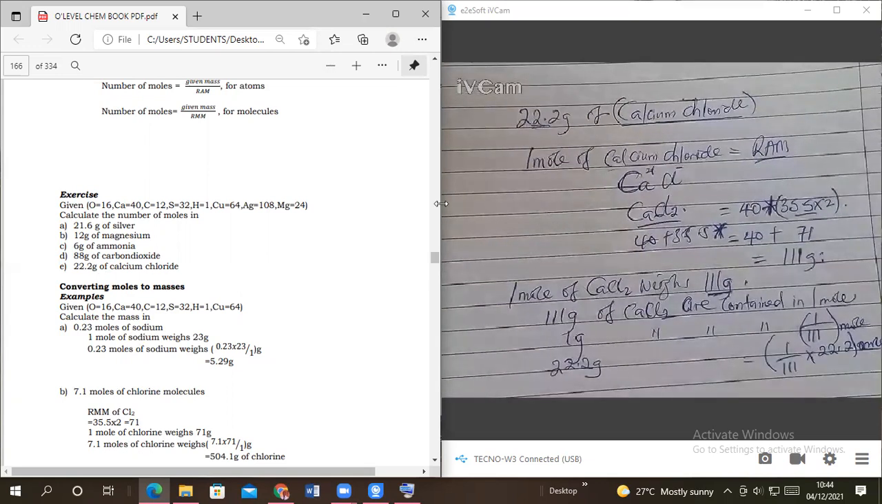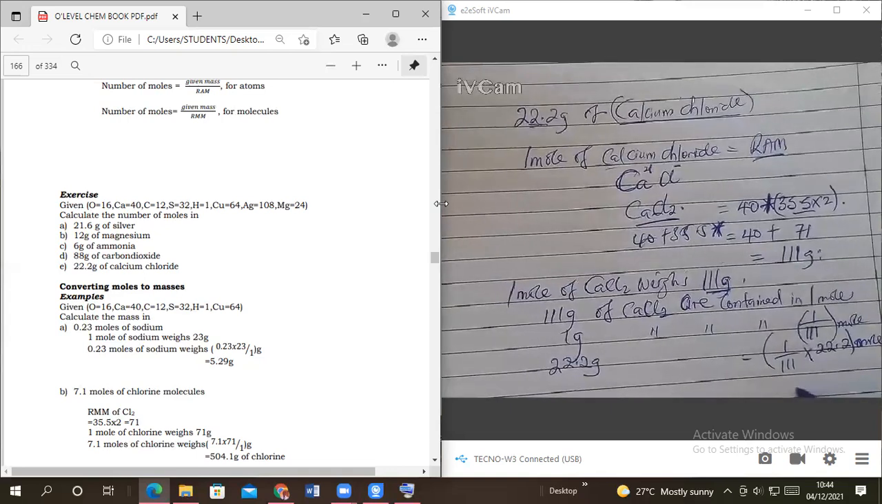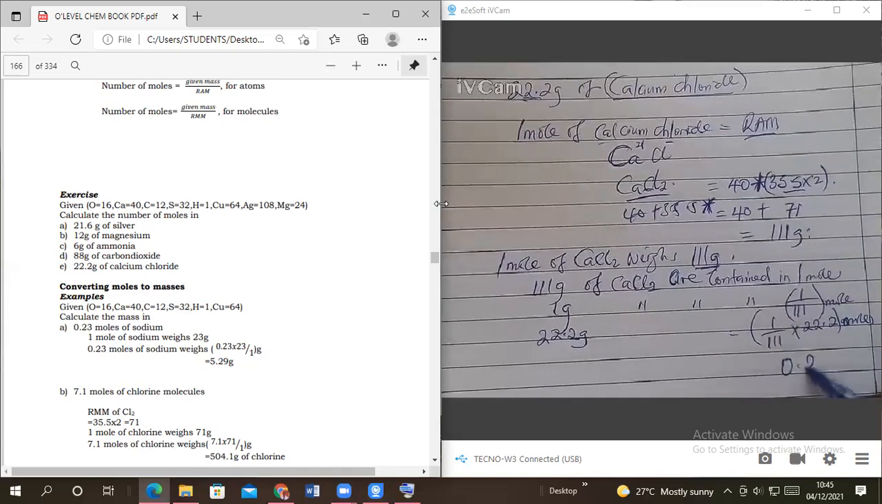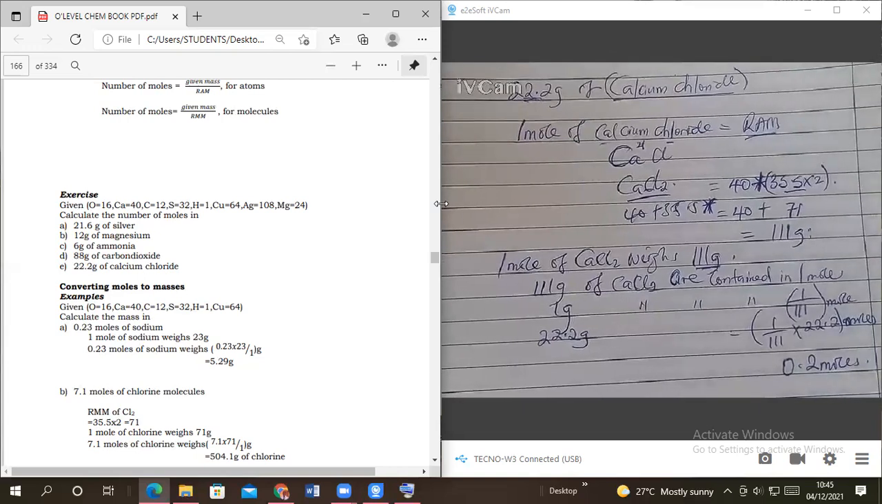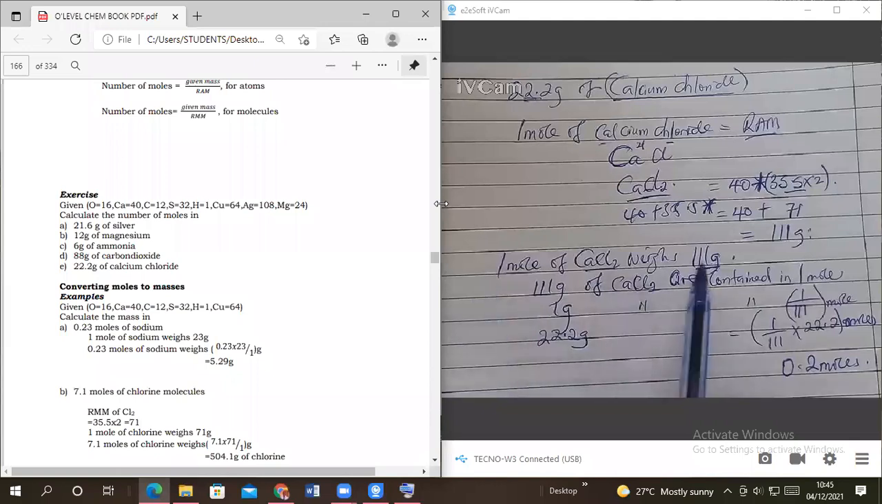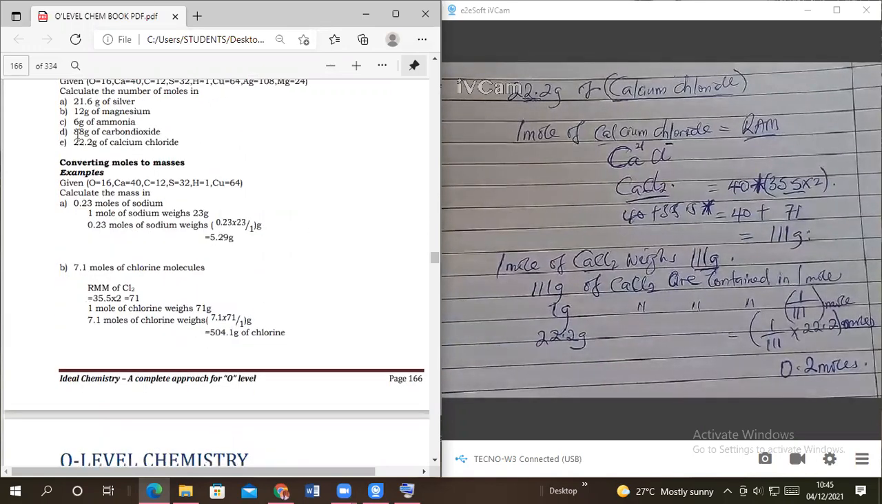So what is the answer there? 2 moles, isn't it? So that is the way. If they bring a compound, make sure you look for the relative atomic mass of that compound. So 1 mole is equivalent to the relative atomic mass of any substance, compound or element. That is the final. So for all these questions, 88 grams of carbon dioxide.